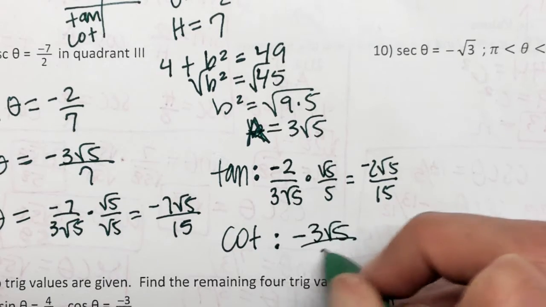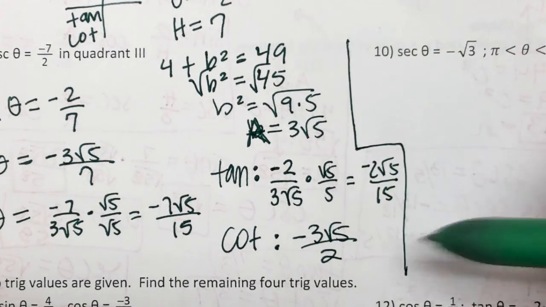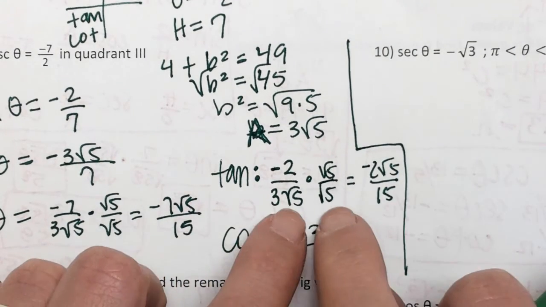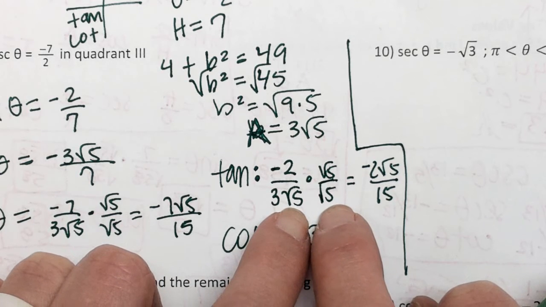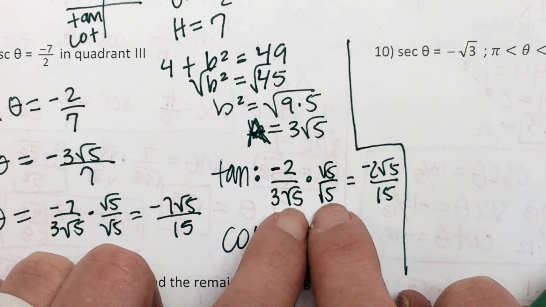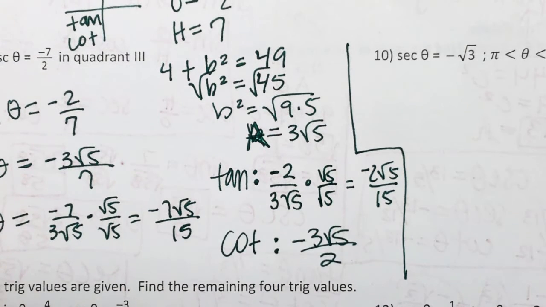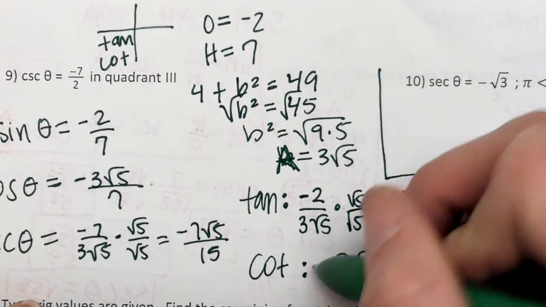Very good. Negative, but yes. 15? Sorry, this should be square root of 5. Square root of 5 times square root of 5 would be square root of 25, right? What's square root of 25? Yes. Times 3? 15. Would it be positive for tangent and cotangent? Yes, thank you. Because it's in quadrant 3, these will be positive.